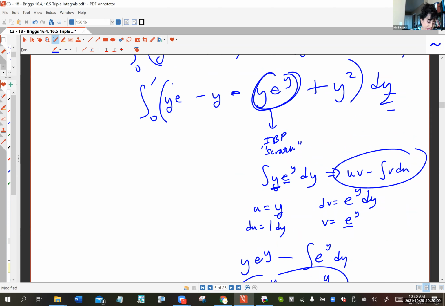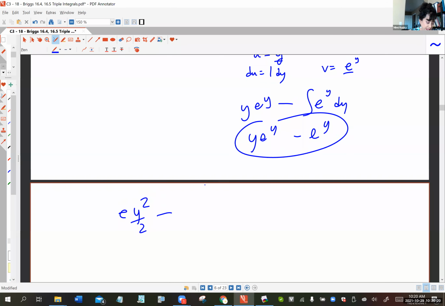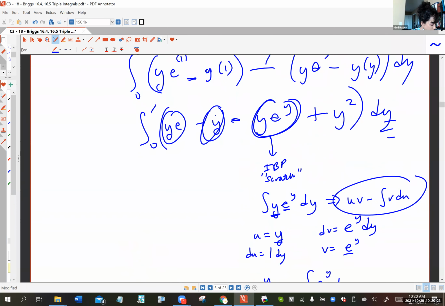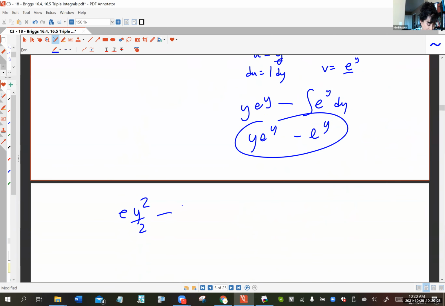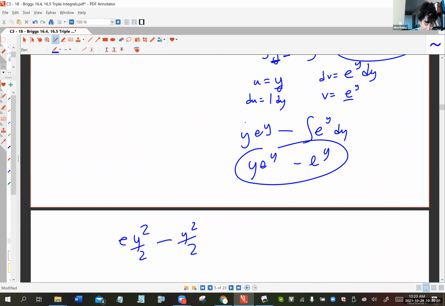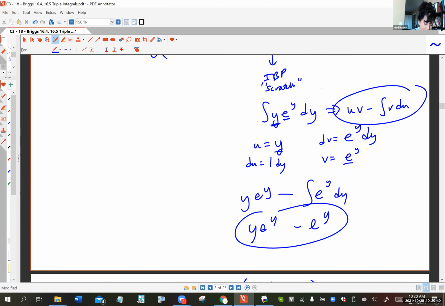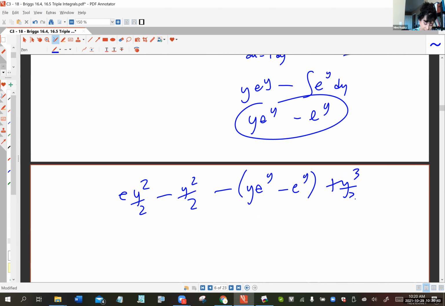So what about these other terms? When you integrate y e with respect to y, e is just a multiple, so you have e y squared over 2, and then minus the antiderivative of just the y there is y squared over 2. And now you've got this minus sitting in front of the y e to the y minus e to the y. And then you also have the antiderivative of y squared, which is y cubed over 3. And this mess here, you're going to evaluate between the limits of 0 and 1.